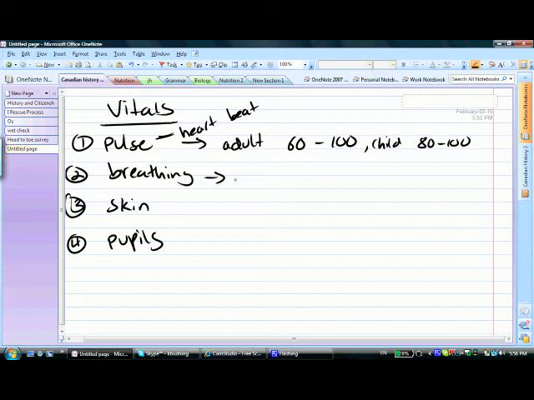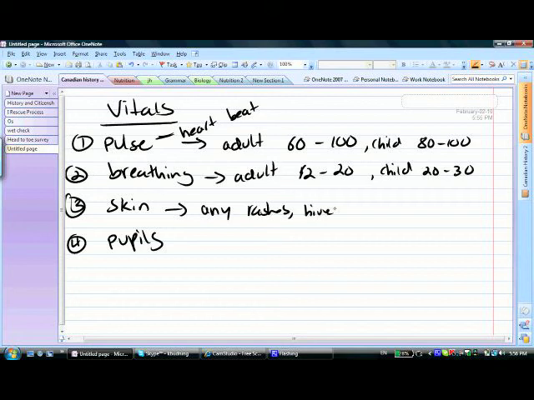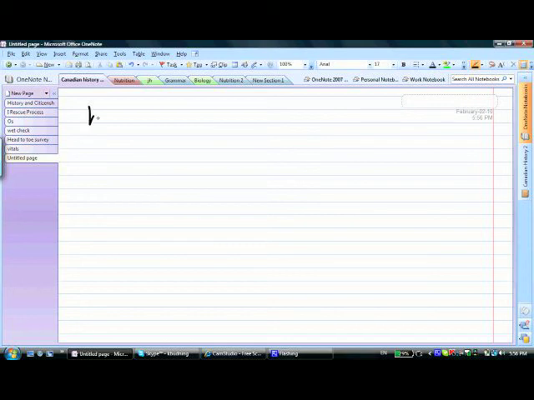Alright, breathing for an adult should be 12 to 20, and for a child should be 20 to 30, I believe. Alright, skin, you're basically checking for any rashes, hives, fever, anything that could show you that there's something wrong. And pupils, you're checking for PEARL. We're going to go there in a second. Okay, so heartbeat.